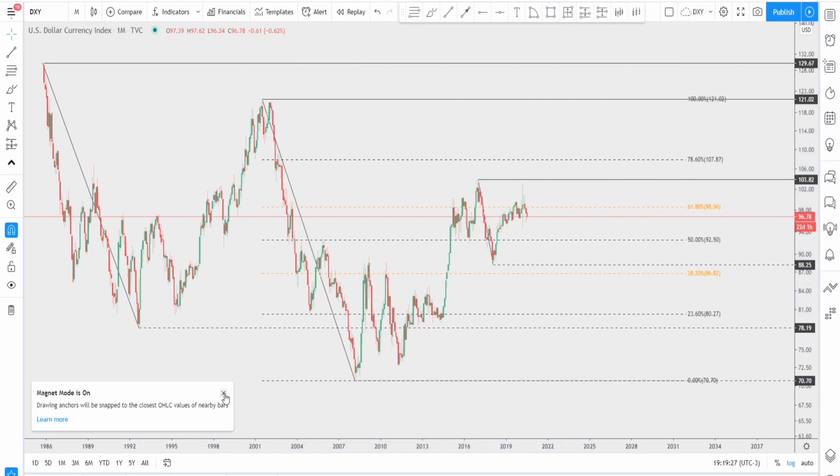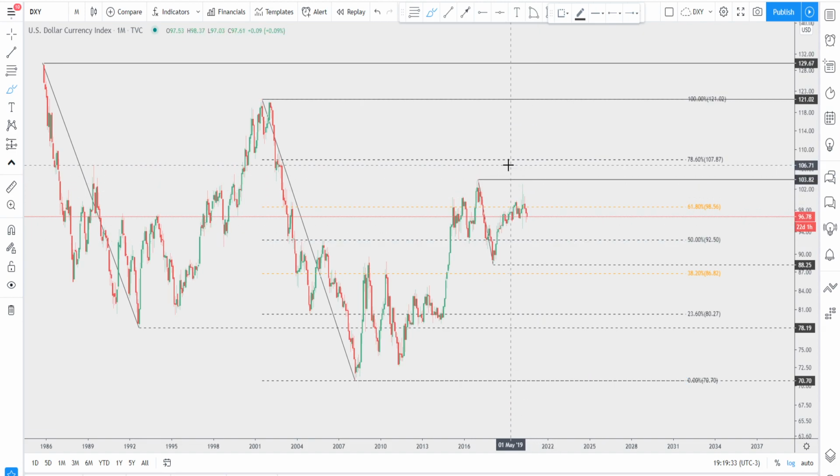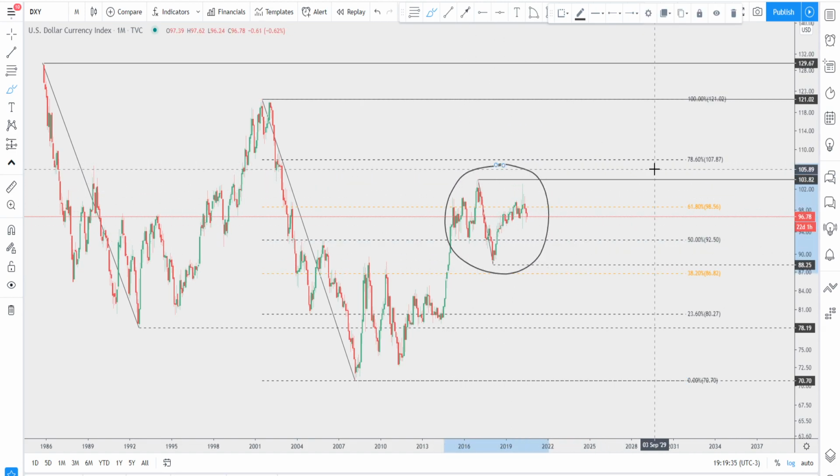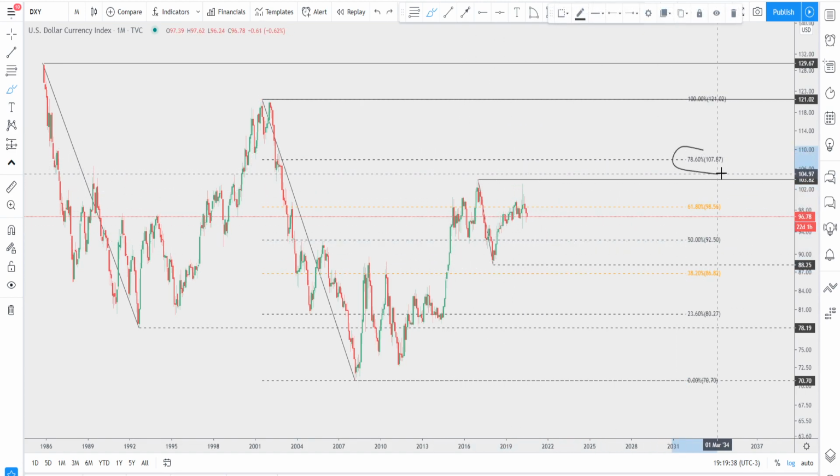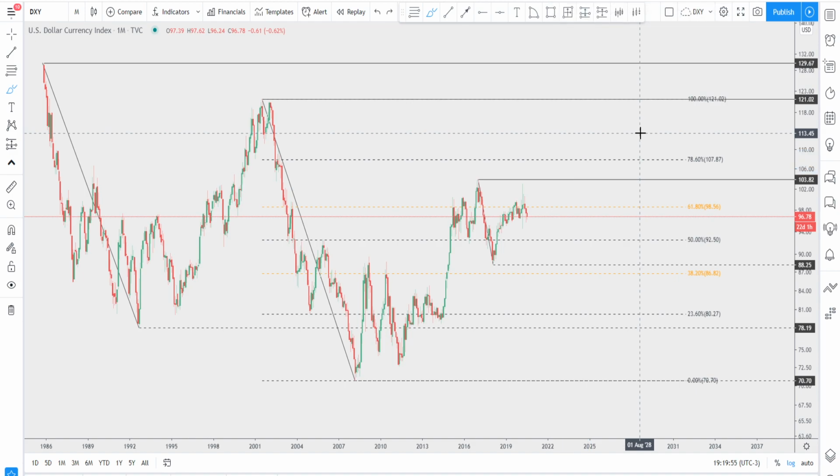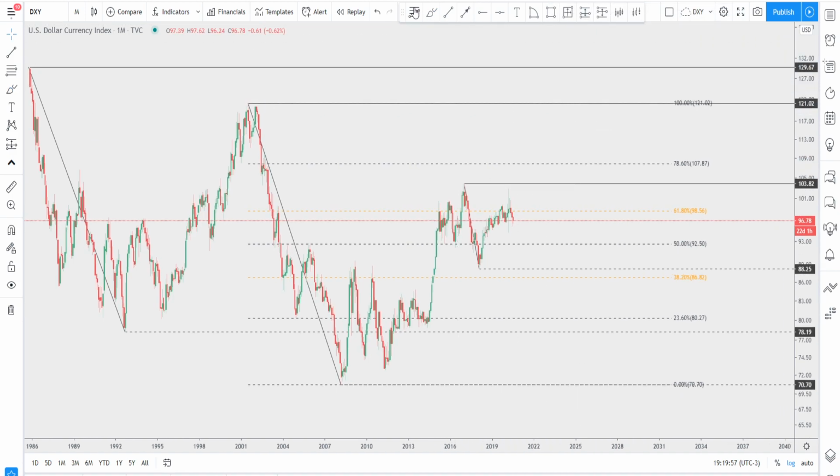Okay, so as you guys can see, we still have room to keep going up, which should be and can be around this level, 107.87. And believe me, if the dollar is able to make it to here, it's going to smash main economies and fiat currencies out there. It's going to be big damage in other economies.